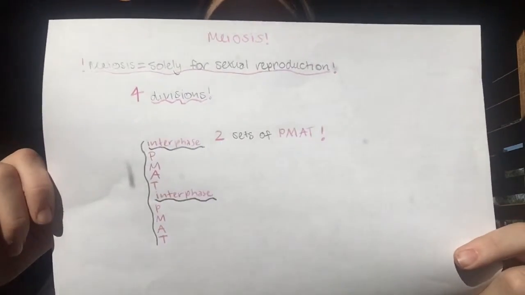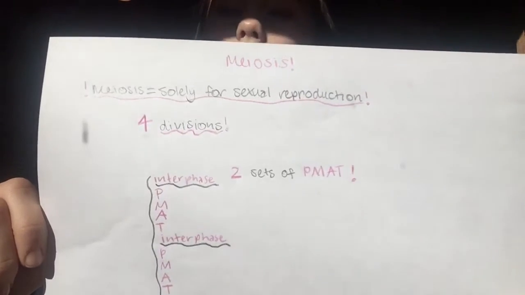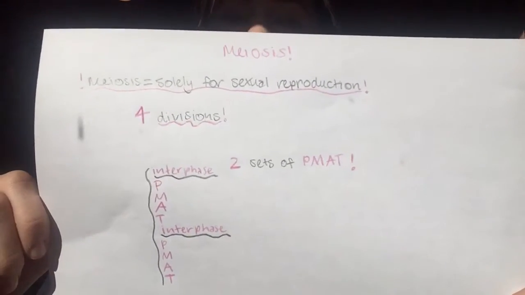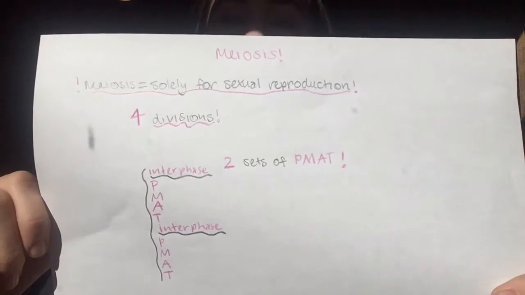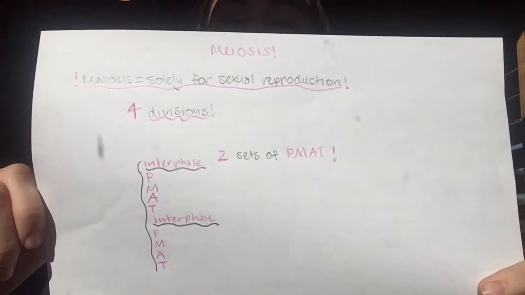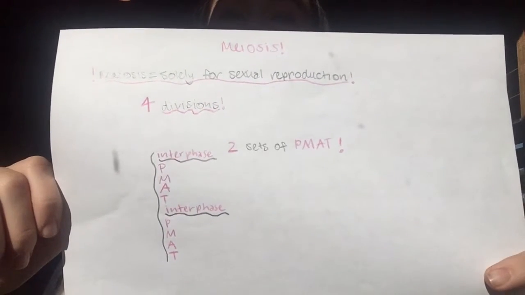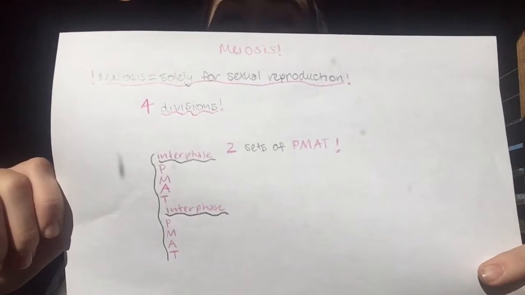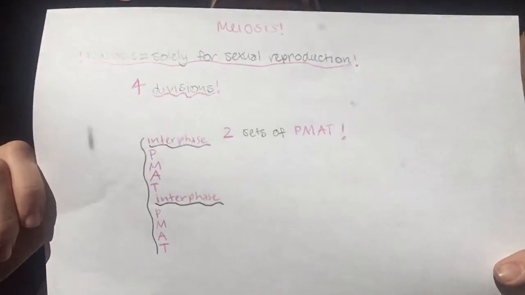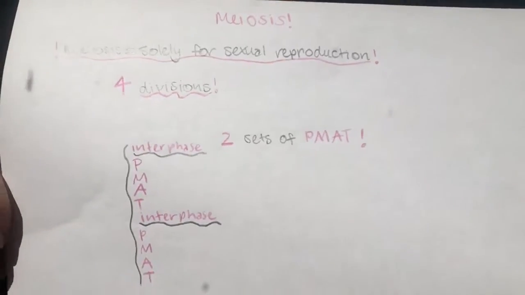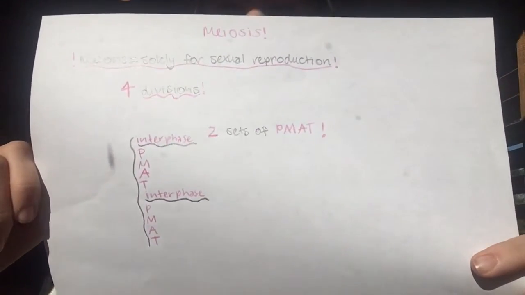Now, meiosis is actually quite different from mitosis. Meiosis is solely for sexual reproduction, and meiosis has 4 divisions, whereas mitosis only has 2. It is also important to note that meiosis is about reproducing an organism, not creating more working cells. Meiosis's process occurs in 2 sets of PMATs, prophase, metaphase, anaphase, and telophase, for those of you who don't know, in a row with interphase at the start of both of them.